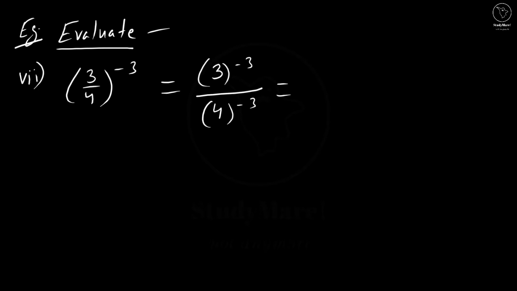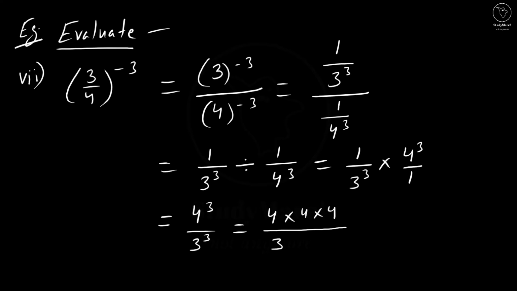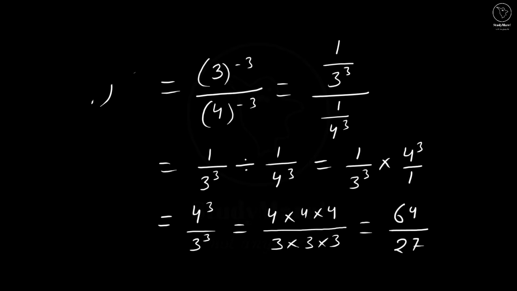Next example is 3 by 4 whole to the power minus 3. Applying a by b whole to the power m is equal to a to the power m divided by b to the power m, we get 1 by 3 cube upon 1 by 4 cube, which equals 1 by 3 cube into 4 cube by 1, equals 4 cube by 3 cube, which is equal to 4 into 4 into 4 divided by 3 into 3 into 3, which is equal to 64 by 27.